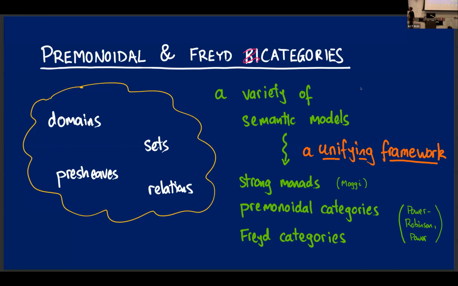And the point is these algebraic structures provide a unifying framework for all these kinds of models. So rather than just having to prove the same kinds of results again and again, we can just axiomatize that and work with these premonoidal categories or Freyd categories and prove results which hold for all the different models we might be interested in. And conversely, if I know my model is a premonoidal category or a Freyd category, I straight away know lots of facts about the way I can interpret programs in these categories.